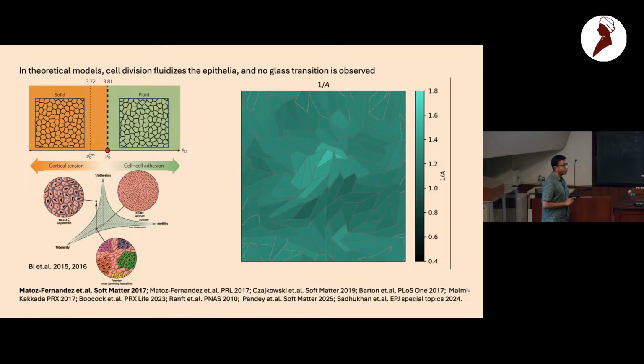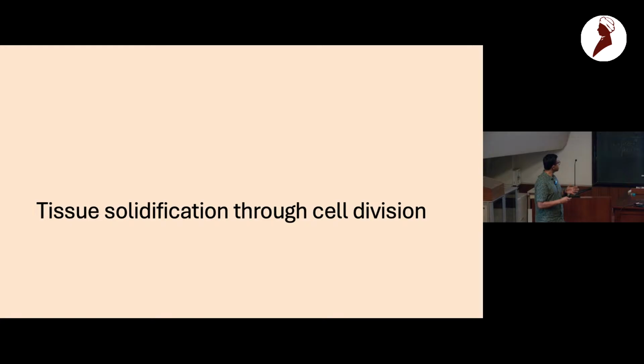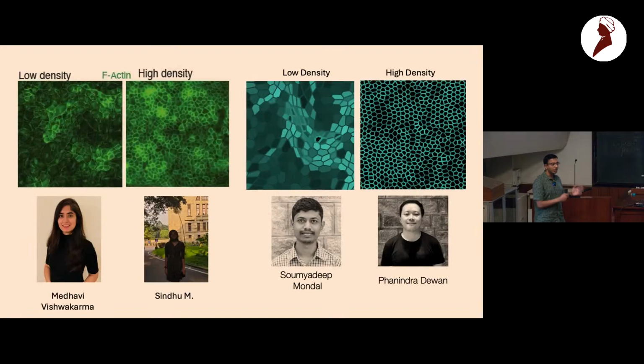We, of course, don't agree with this statement, because in this talk, what I'll try to convince you is that there is actually a signature of glass transition, and if you make some reasonable additions to the canonical vertex model, you can actually reproduce glass transition in theory as well, okay? So this is what I'll try to convince you of in this talk. So with that, this work was done in collaboration with Medhavi Bishwakarma's group at IISc, whose group did all the experiments, and Phanindra and Somodip from my group did the theory, okay?